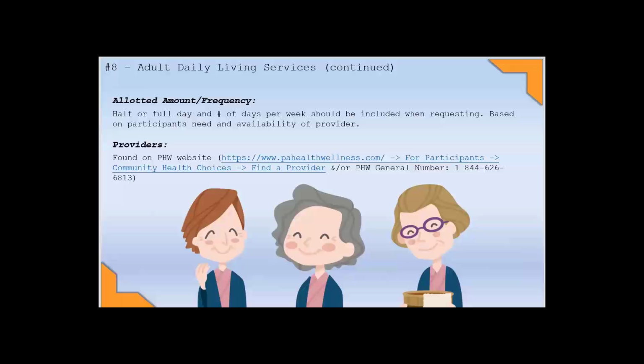So in order to find some providers, we've linked you to the PHW website here, or you can always have the participant reach out to the general PHW number to get that information as well.